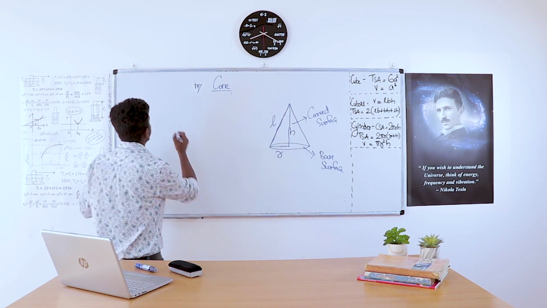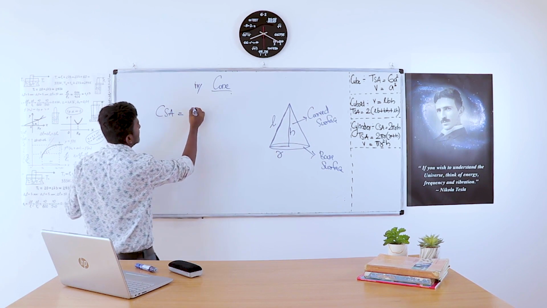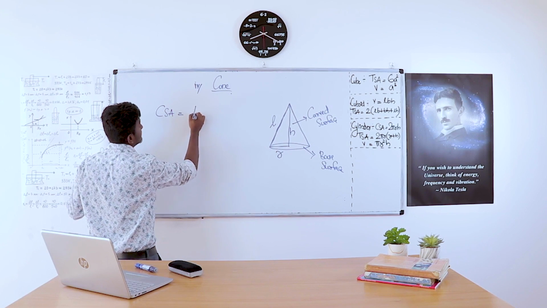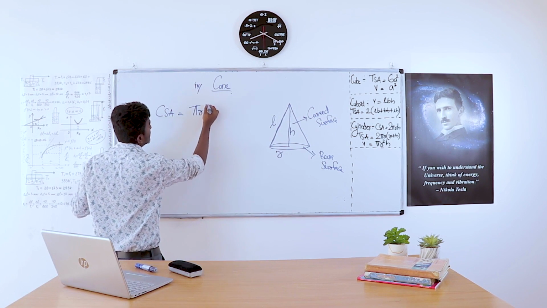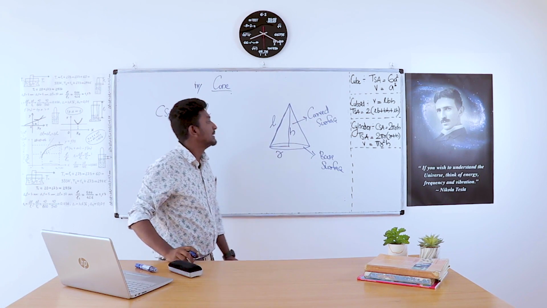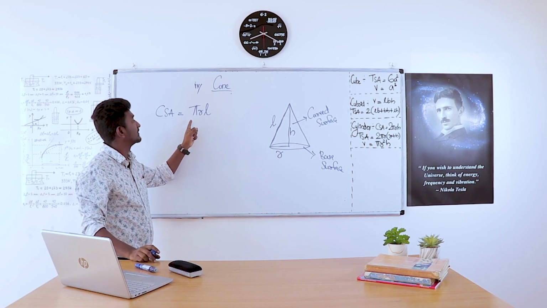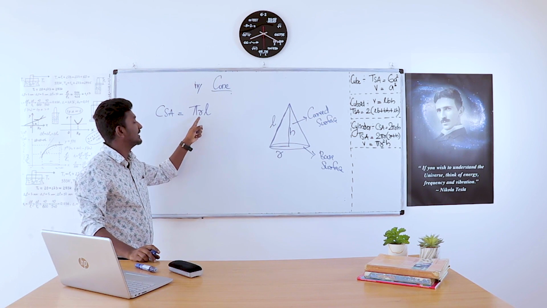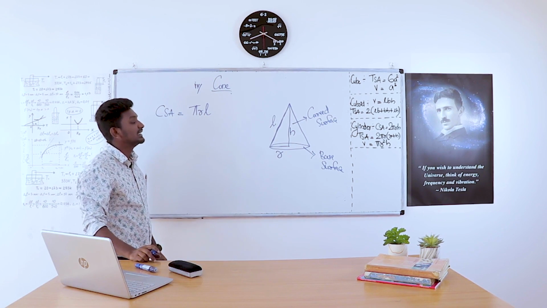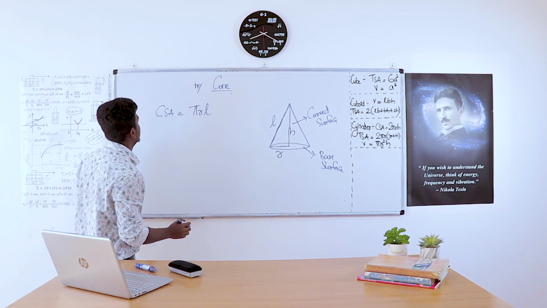Now curved surface area of a cone is pi RL, where R is the radius and L is the slant height.